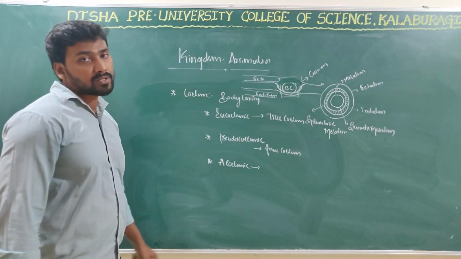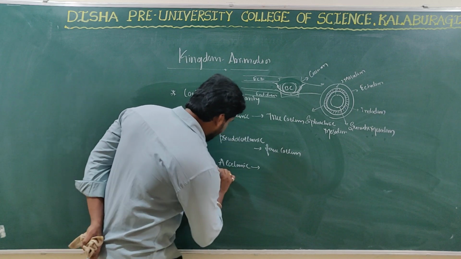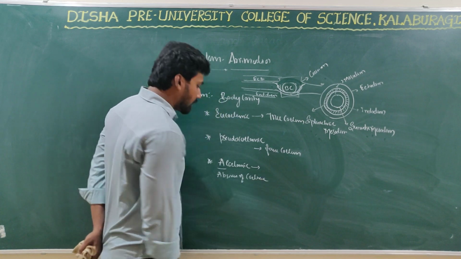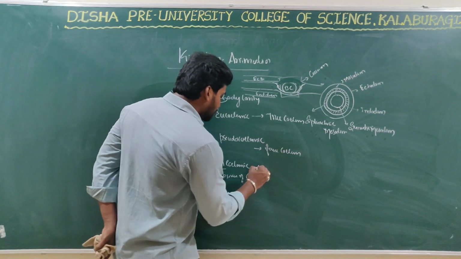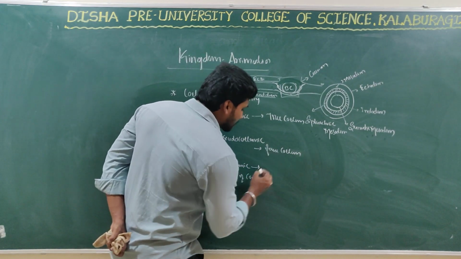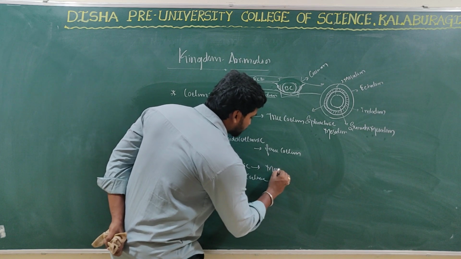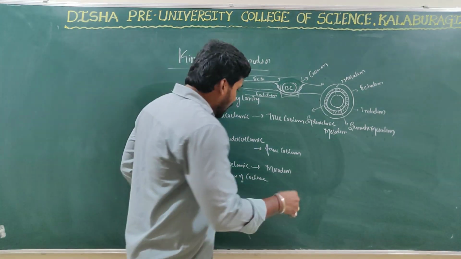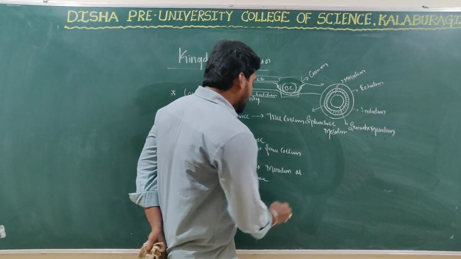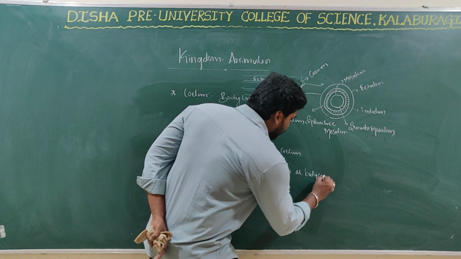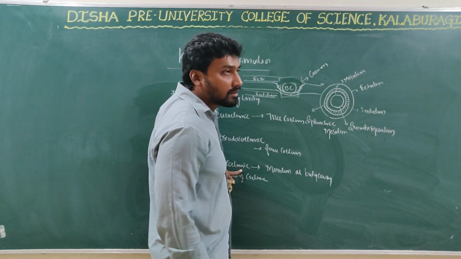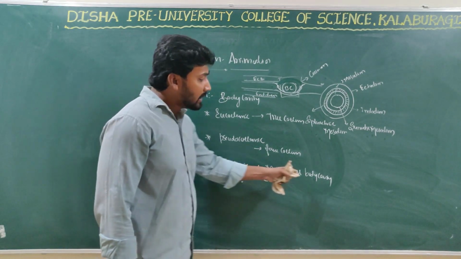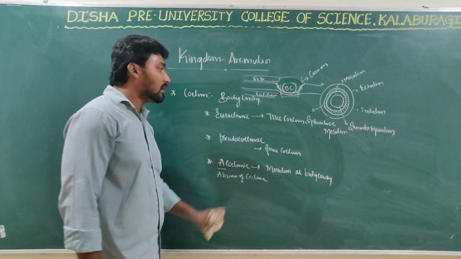Acoelom. Acoelom refers to no coelom, or absence. A stands for absence, absence of coelom. Here, the animals which do not have a mesoderm, which are not possessing the mesoderm, are said to be acoelomic species. Or if they don't possess a body cavity, they are said to be acoelomic animals. If they are not showing mesoderm, they are acoelomic, or if they don't have the body cavity, then also they are acoelomic animals.